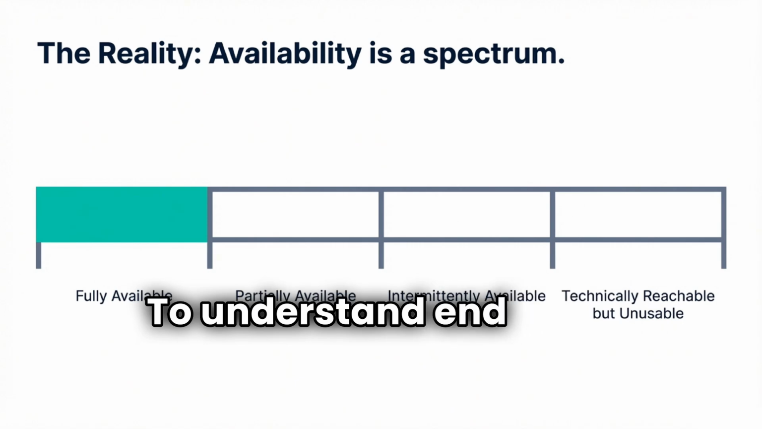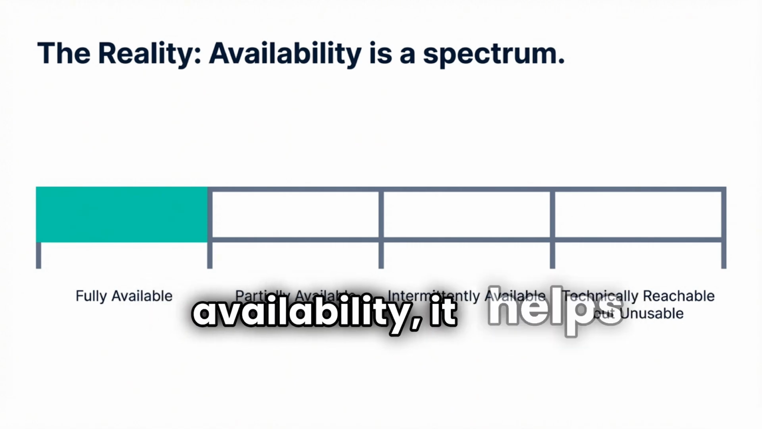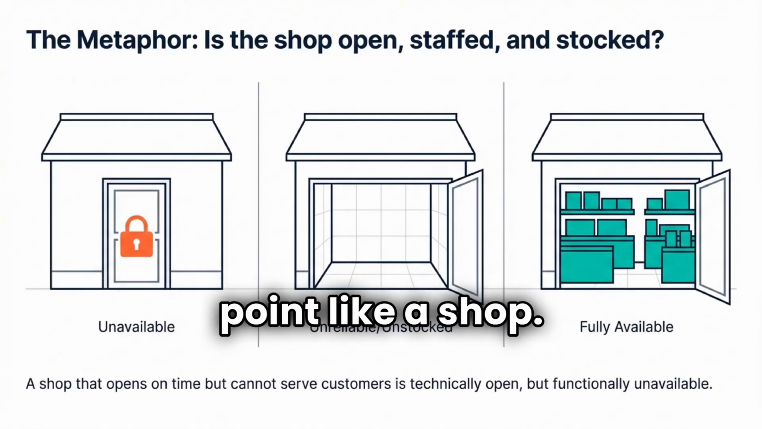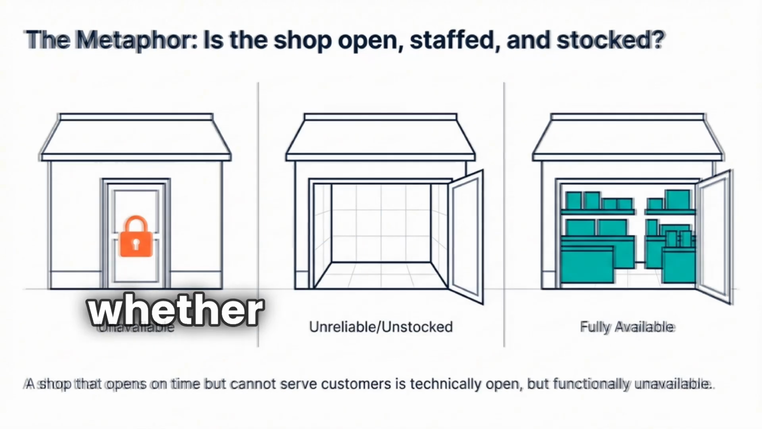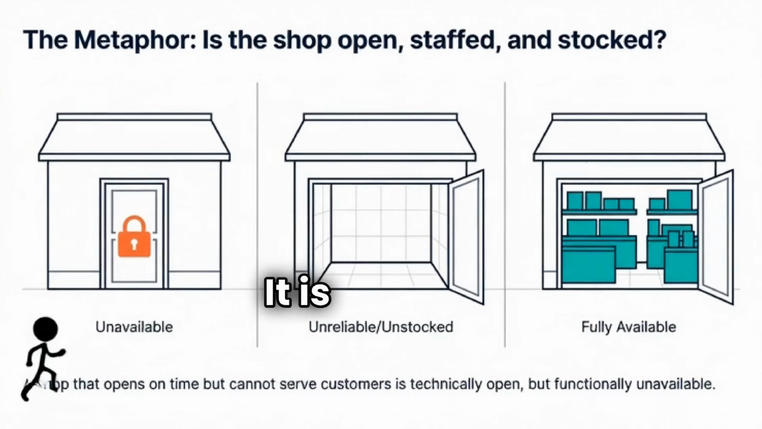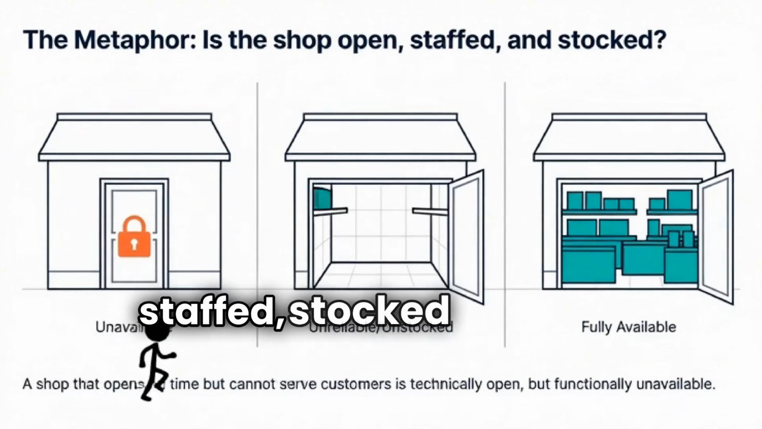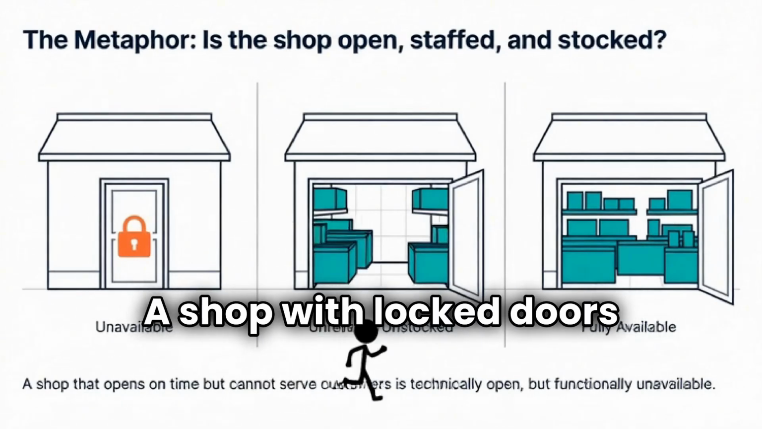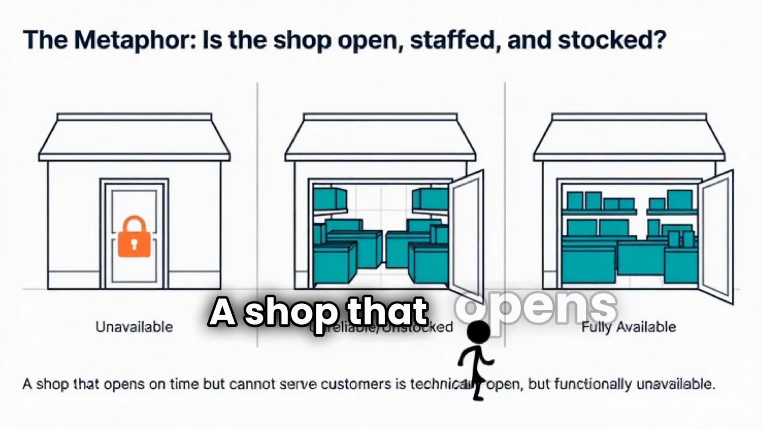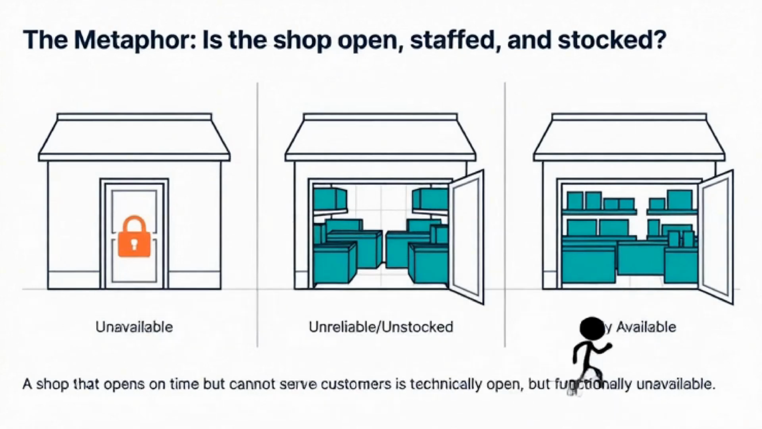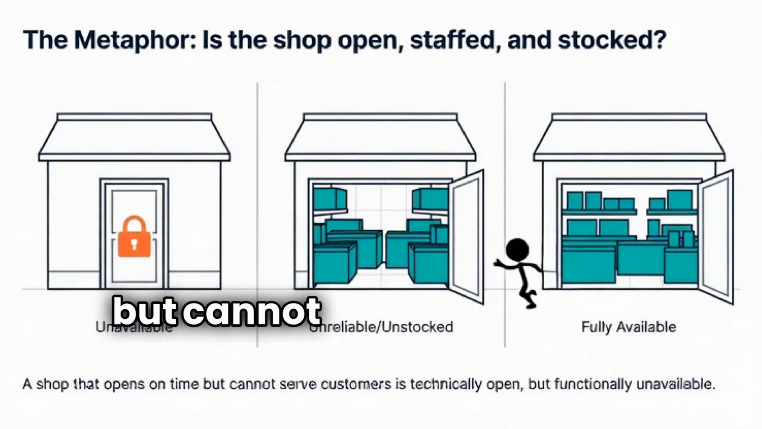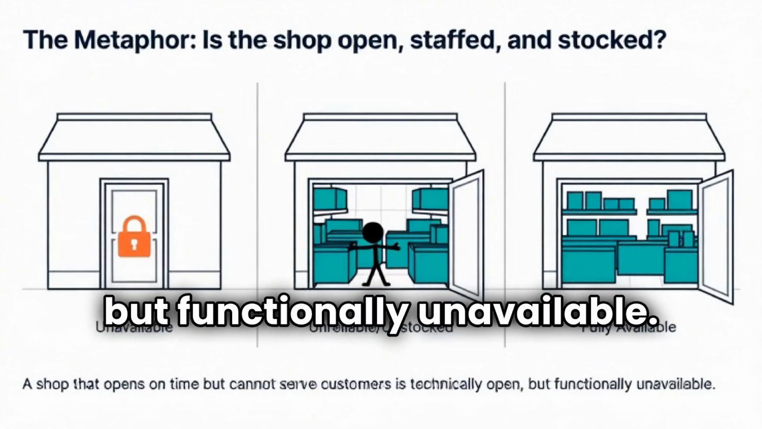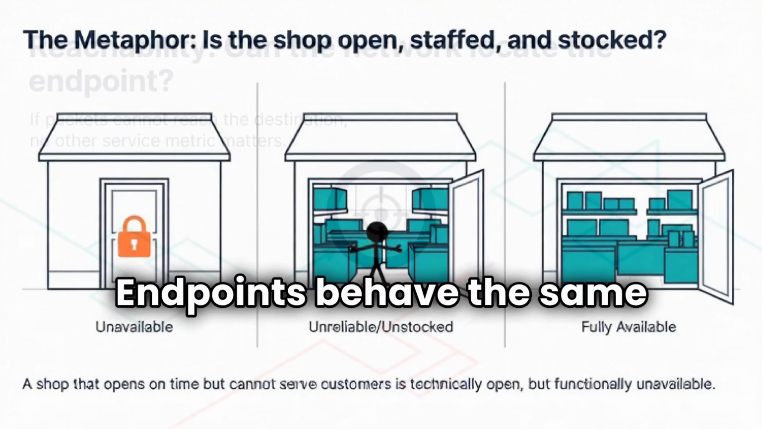To understand endpoint availability, it helps to use a simple metaphor. Think of an endpoint like a shop. Availability is not just whether the building exists, it is whether the shop is open, staffed, stocked, and able to serve customers. A shop with locked doors is unavailable. A shop that opens randomly is unreliable. A shop that opens on time but cannot serve customers is technically open, but functionally unavailable. Endpoints behave the same way.